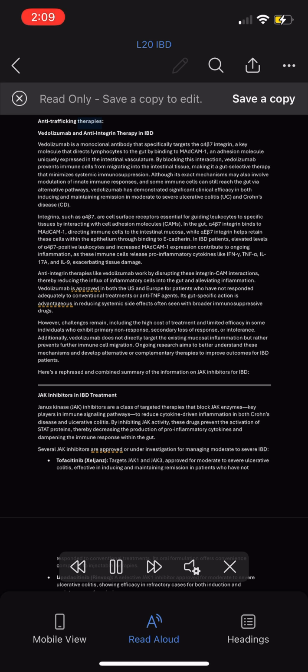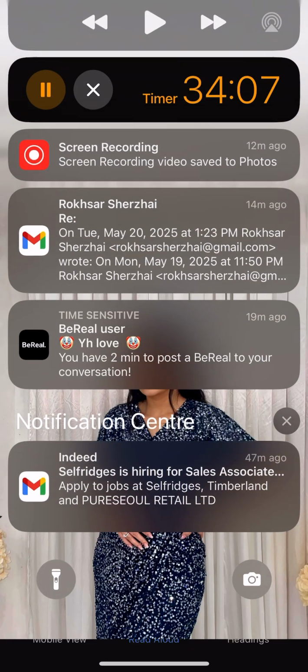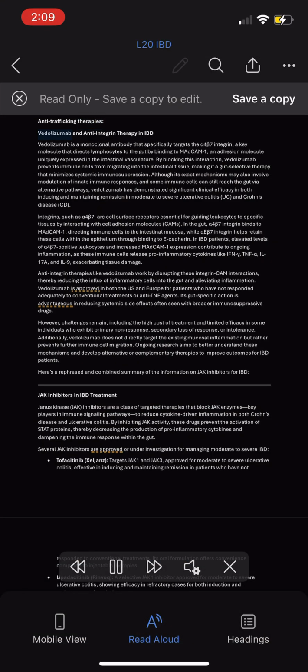Anti-trafficking therapies. Vedolizumab and anti-integrin therapy in IBD. Integrins.